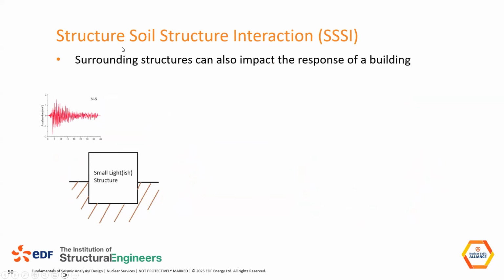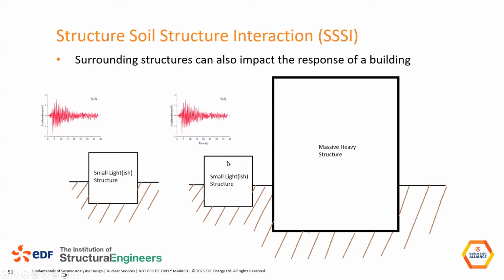And then we have soil structure interaction. So at SSI now we have triple SI. So if we think of our structure, it has a response. The soil also has a response. We need to consider that. That's the SSI. But you can also have the case where you have a structure with a huge, heavy building next to it in close proximity. And effectively, the response of this whole system will be controlled by the response of this heavy structure.